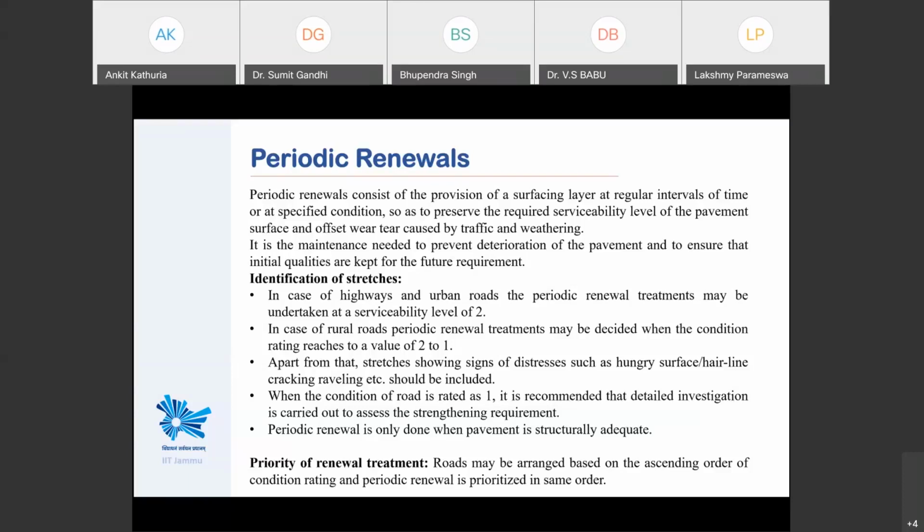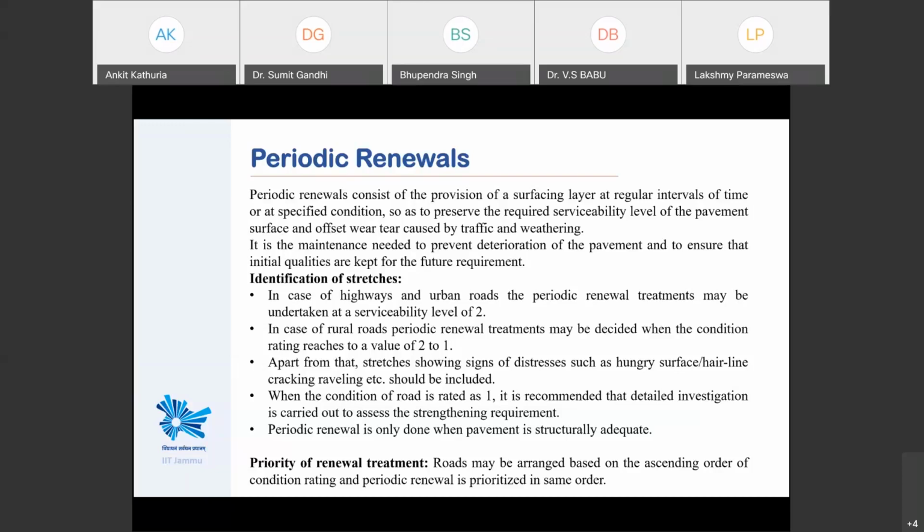should also be included. Finally, when the condition of the road is rated as 1, then it is recommended that a detailed investigation needs to be carried out. By detailed investigation, I mean the NDT, the non-destructive testing, in terms of the FWD, falling weight deflectometer, or the Benkelman beam test. They need to be carried out to further evaluate the strength requirements. Periodic renewal is only done when the pavement is structurally adequate. So these are some important points that need to be kept in mind.